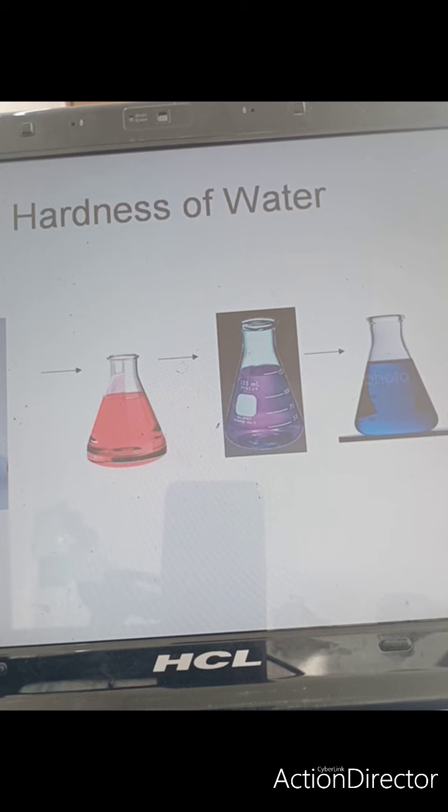That complexing agent will form a complex with the metal ions which we have taken in the conical flask, and the color of the complex will tell us about the endpoint. To explain it, I will be performing the experiment related to the hardness of water. I will be explaining how we do the complexometric titration in this case.